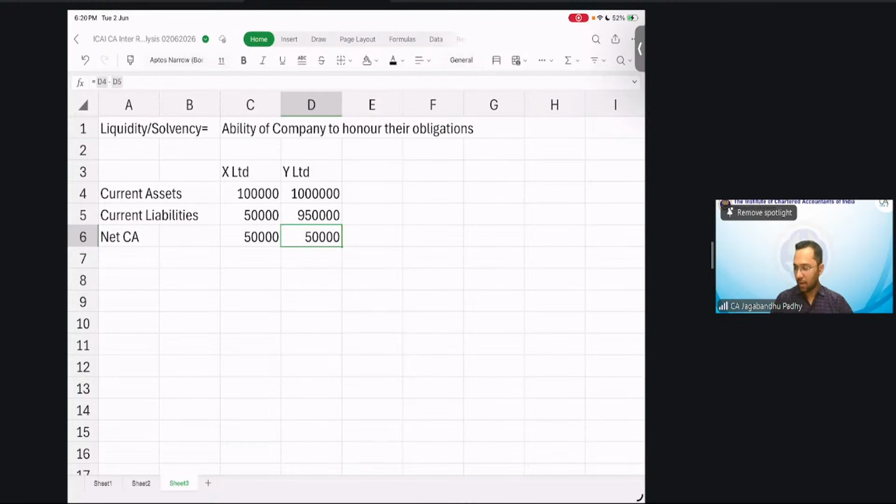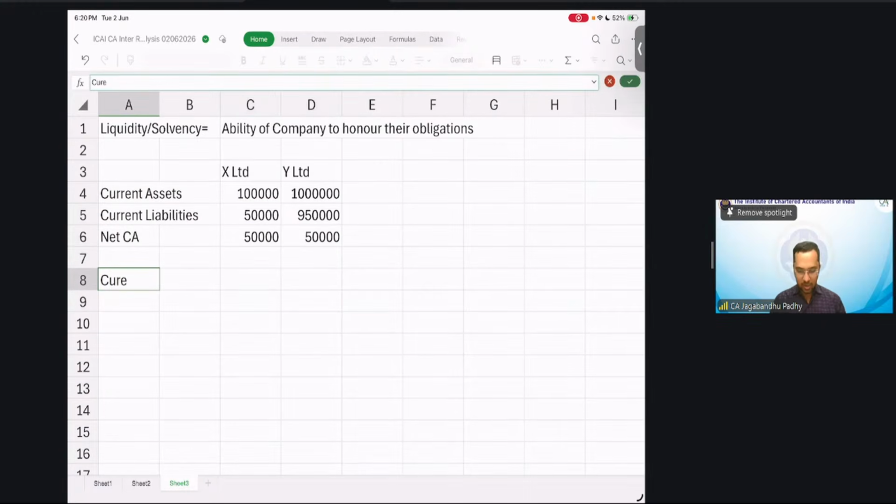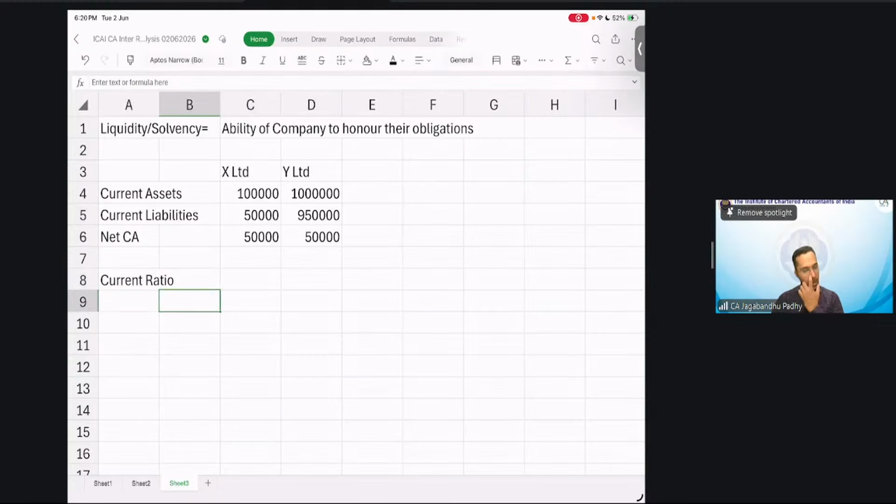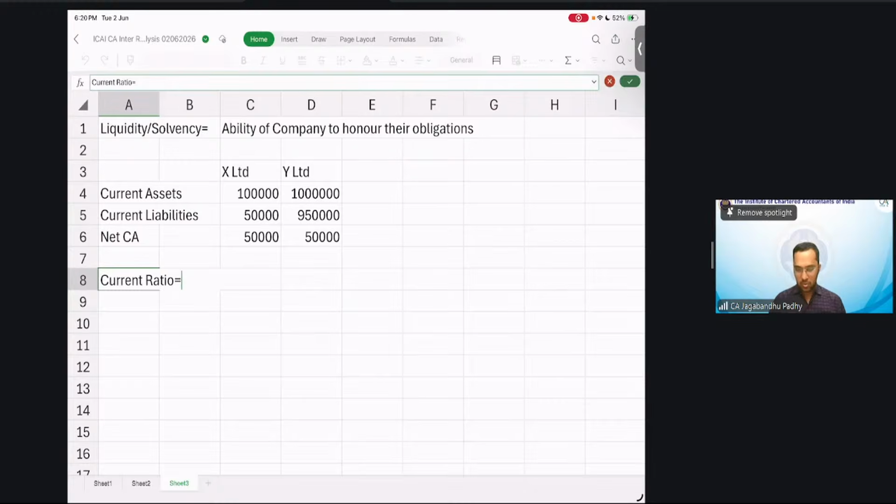What do you feel? X Limited or Y Limited? Or do both of them have the same level of ability, guys? Well, you can't say that both of them have the same level of ability because the current ratio is clearly different.